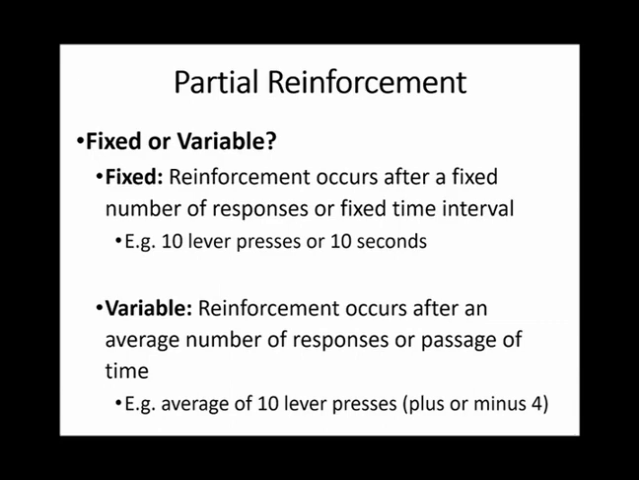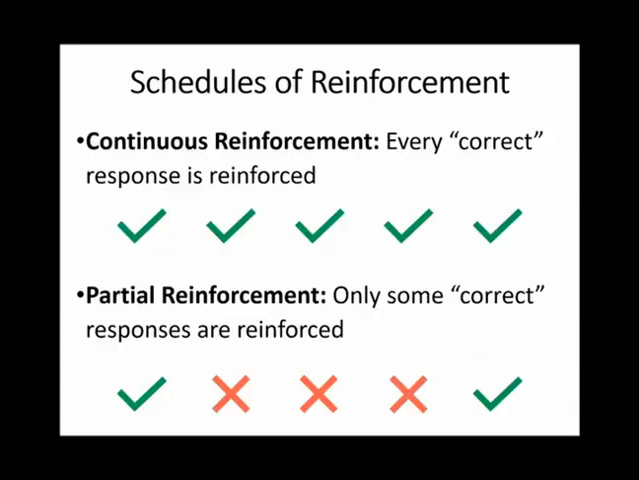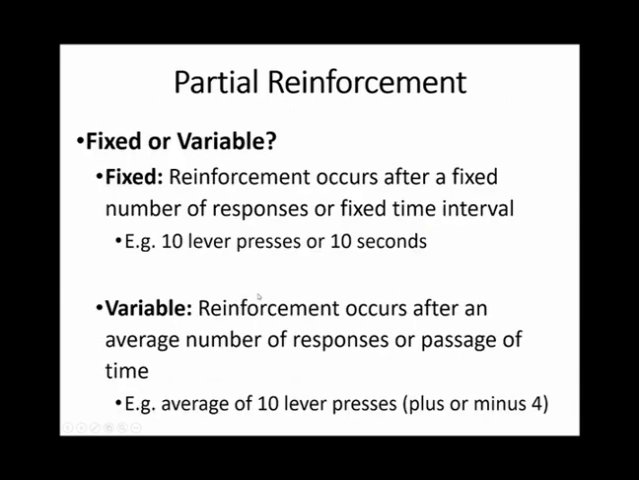So there's only one real way that you can have continuous reinforcement. That is that you always get rewarded. But for partial reinforcement, we're going to have a bunch of ways that you can have that kind. And so the first question we want to ask is: is it a fixed partial reinforcement or is it variable?